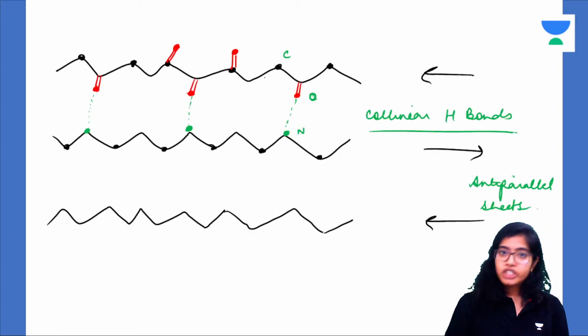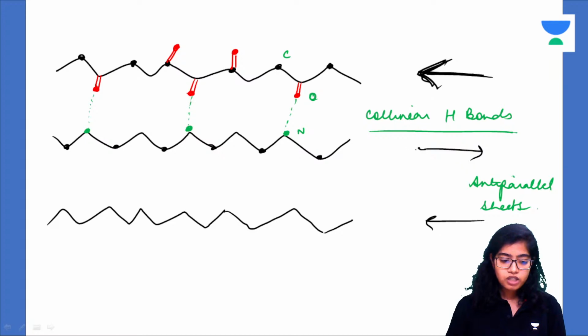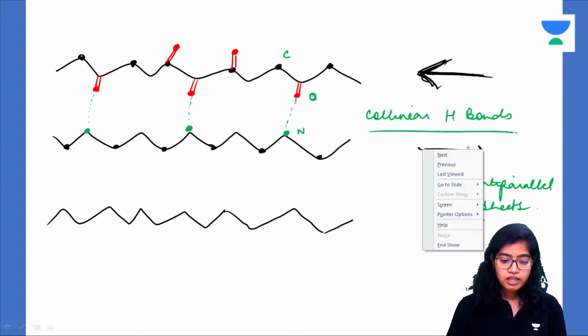This is one beta sheet. This is another beta sheet. This is the third beta sheet. Okay. Now here it is running in this direction. The peptide bonds are running in this direction. Here this peptide chain is running in this direction.